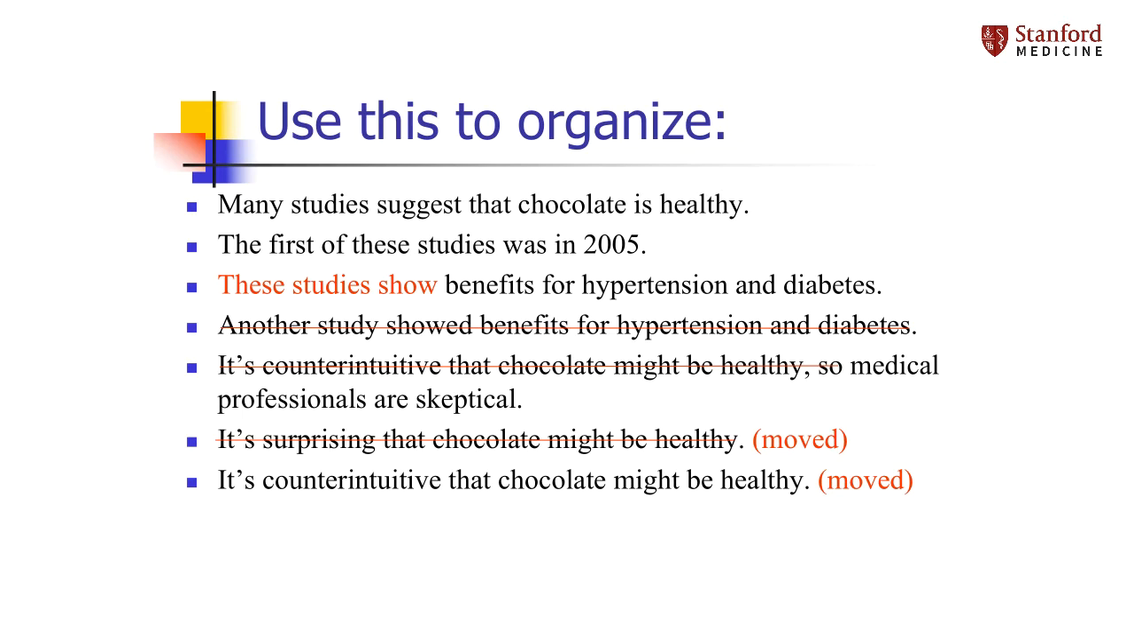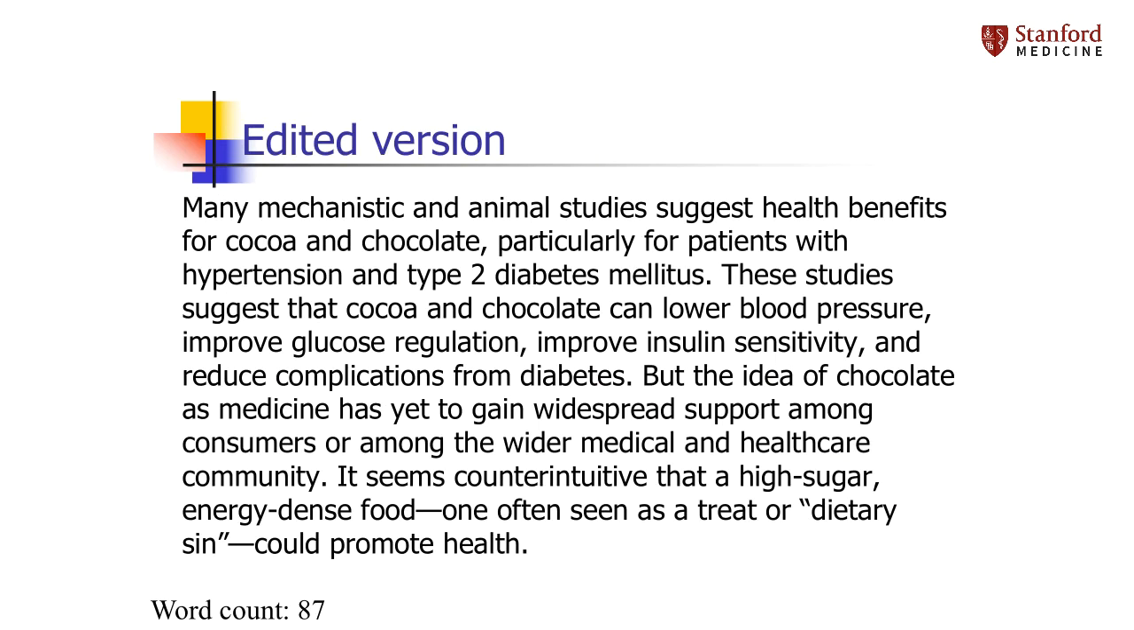And then we get 3 sentences about counterintuitive and surprising. I crossed out all but one of those. And I decided to start with the idea that medical professionals are skeptical and then end with the idea that chocolate is counterintuitive. So this kind of boils down the whole paragraph into these main points. I use that to guide my edit. And so here's my edited version. Many mechanistic and animal studies suggest health benefits for cocoa and chocolate, particularly for patients with hypertension and type 2 diabetes.